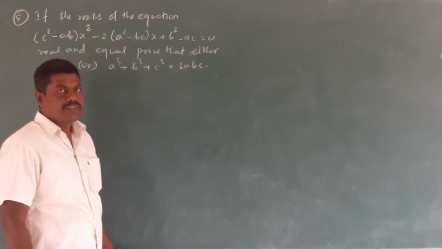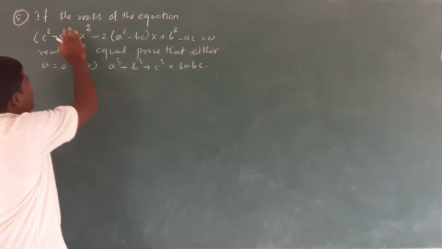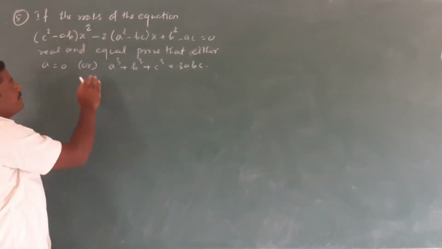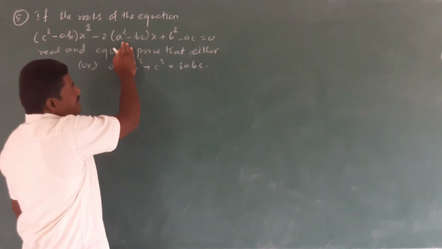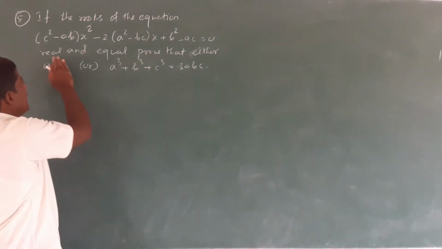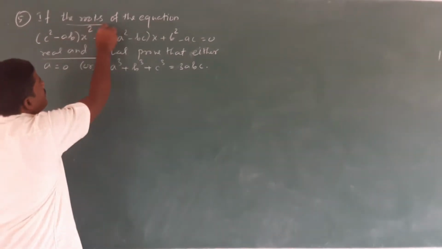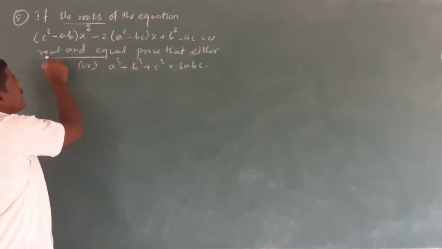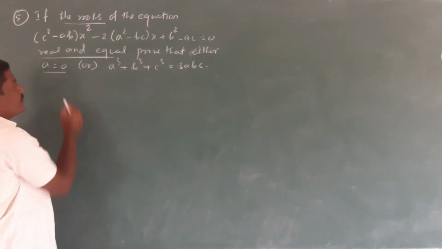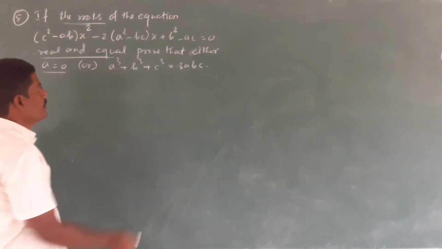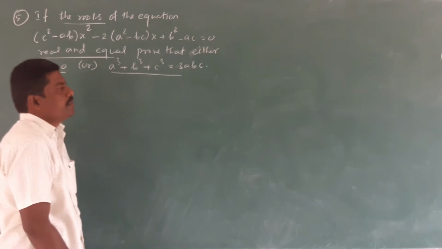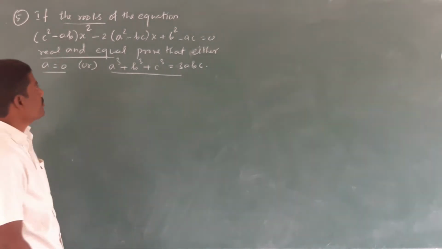Understand? Okay, next, question number 5: if the roots of the equation (c square minus ab) of x square minus 2 of (a square minus bc) of x plus (b square minus ac) equal to 0 are real and equal, then show that either a equal to 0, this is first, or, next is second one, a cube plus b cube plus c cube is equal to 3abc. You want to prove both of these now.